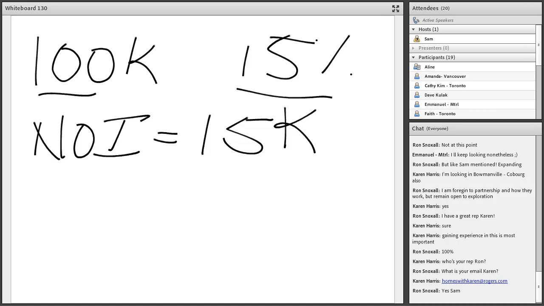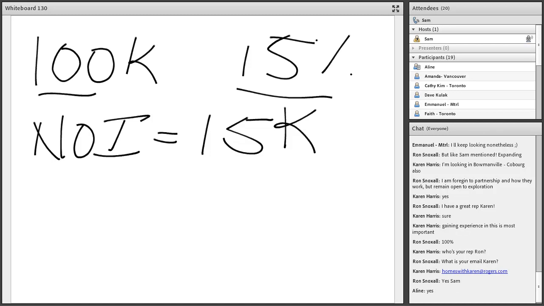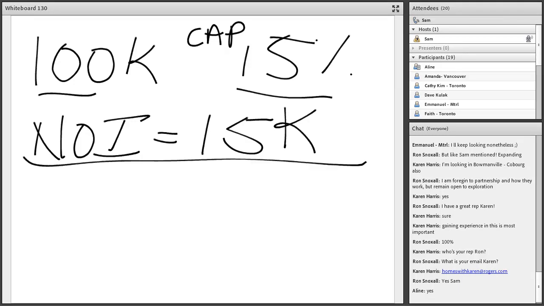So if the property is 100K and it's a 15% cap rate, what does that mean? What does that mean for income? So the net operating income is 15K per year. Does everybody see that? After all our expenses and everything. Yeah, okay, everybody see that? 15K. Now, 15 cap is good, yes?